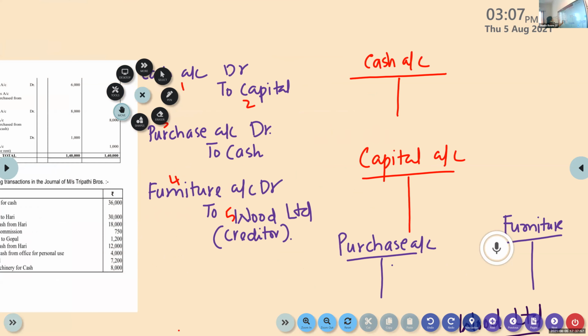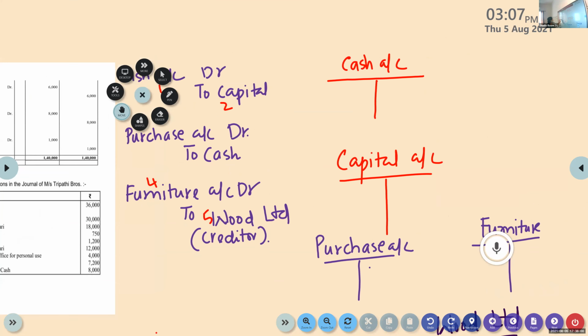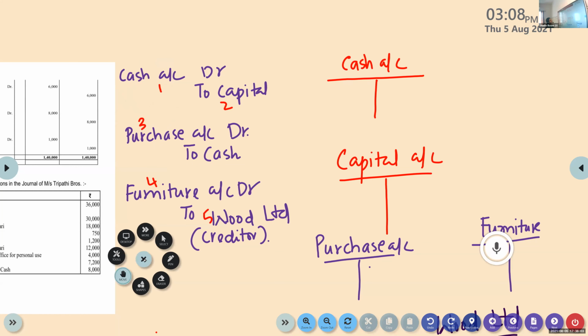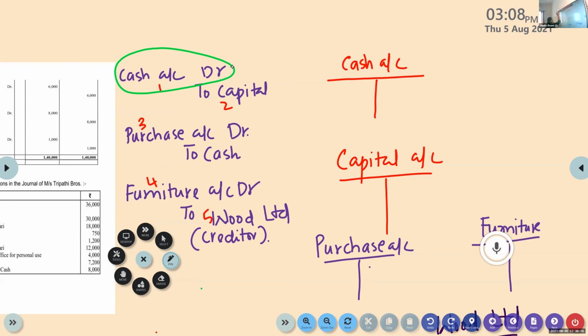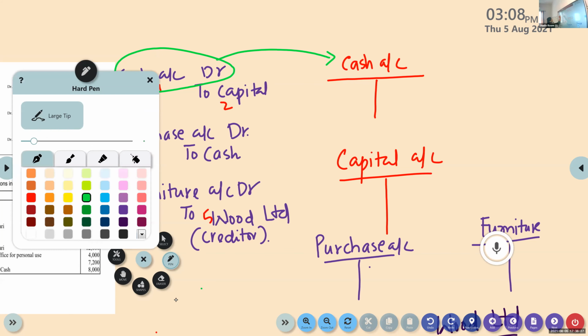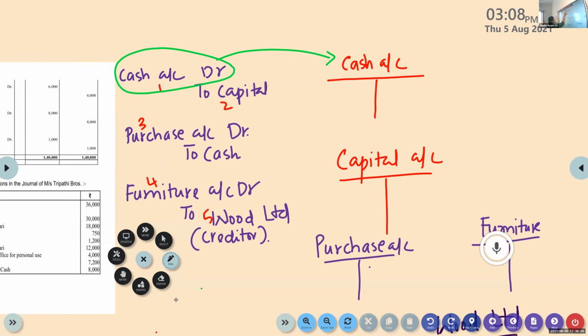Now we are going to post these journal entries into the ledger accounts. So let us check the first one. Cash account debtor to capital. What is happening to cash account? Cash account, debtor, debit. What to do in the cash account? Cash account should be debited. This is debit, this is credit.